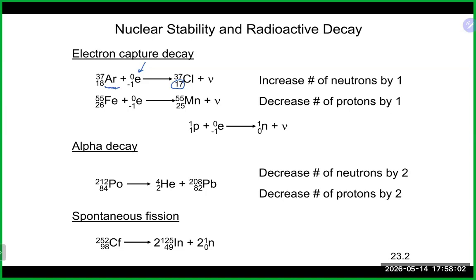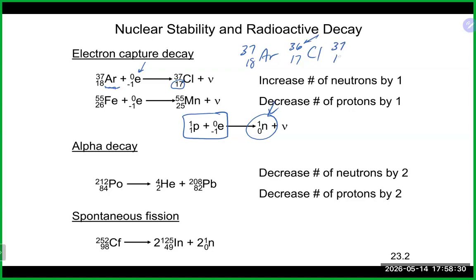What's happening in this case is a proton and electron are coming together and going to make a neutron. It's the same idea as what we saw earlier. We're going to lose a proton, which will take us from 37 to 36 and from 18 to 17, which is how we get to chlorine. But we are going to make a neutron, which will then put one back there.